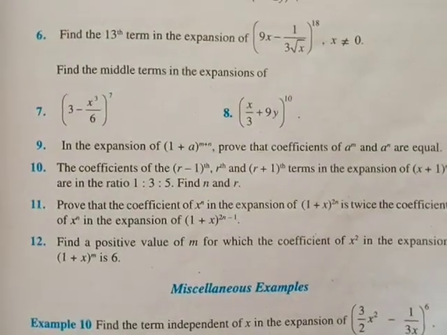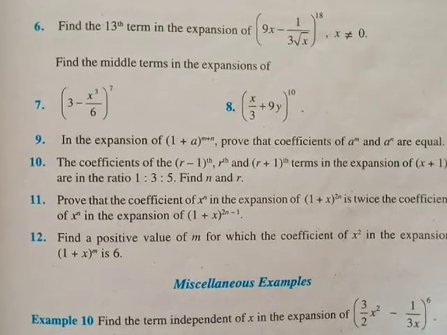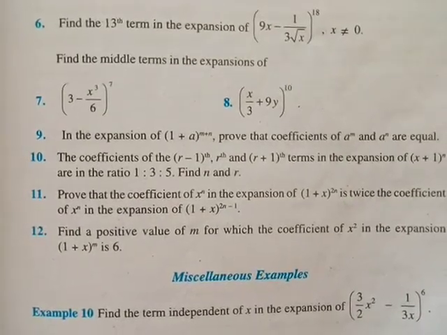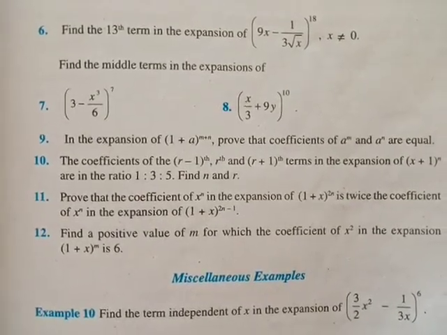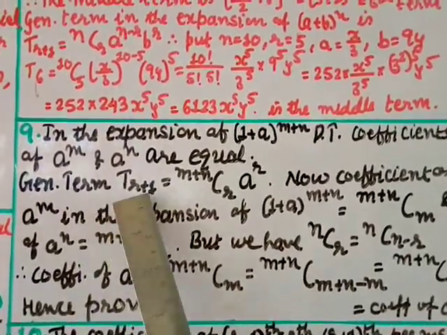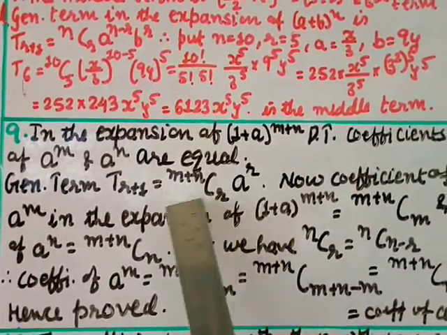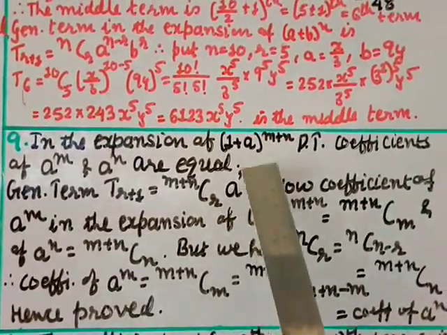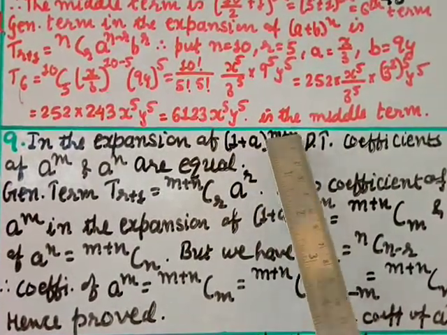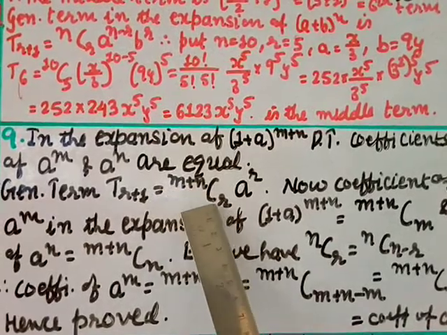Question number 9. In the expansion of (1 plus a) power m plus n, prove that the coefficients of a power m and a power n are equal. So the general term is T(r+1) equal to (m plus n)Cr a power r. This is the general term in the expansion of (1 plus a) power m plus n.